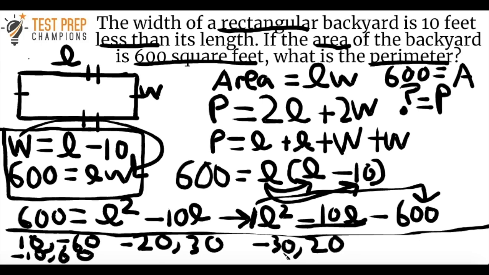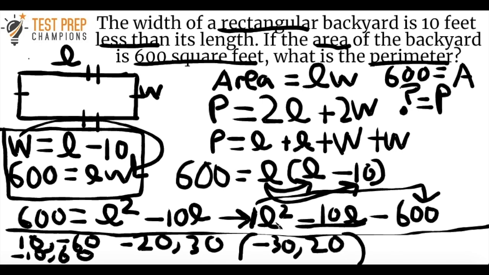But if we look at negative 30 and 20, what's negative 30 plus 20? Or you can think of it as 20 minus 30. Either way, you're going to get negative 10. So negative 30 and 20 multiply together to give us negative 600, but they add up to give us negative 10. So this is our golden ticket here. Negative 30 and 20 are the golden ticket to getting this question correct.